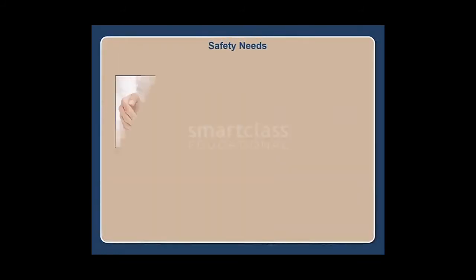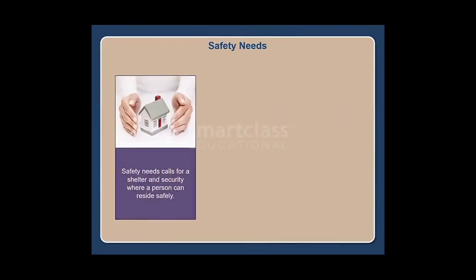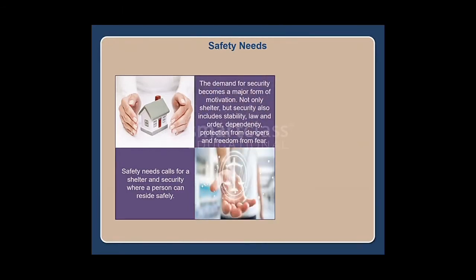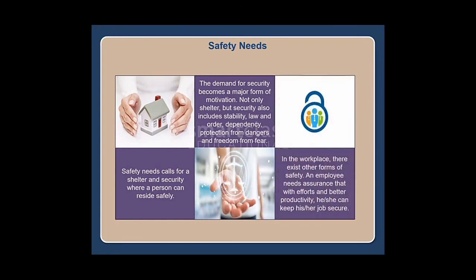Safety needs. Safety needs call for a shelter and security where a person can reside safely. The demand for security becomes a major form of motivation. Not only shelter, but security also includes stability, law and order, dependency, protection from dangers, and freedom from fear. In the workplace, there exist other forms of safety. An employee needs assurance that with efforts and better productivity, he or she can keep his or her job secure.